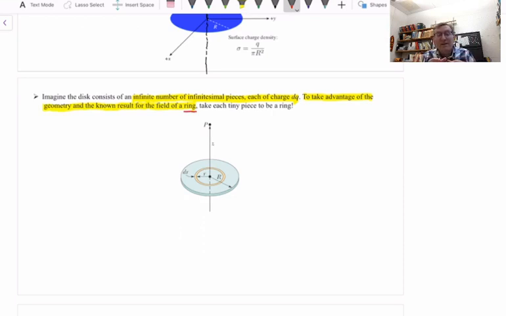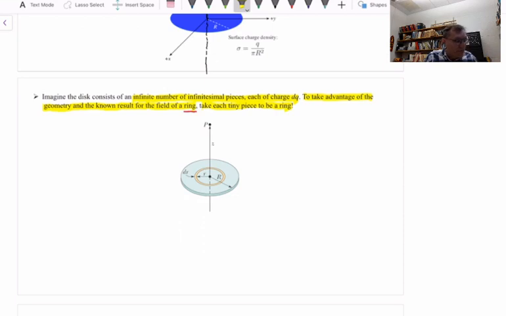Okay, a ring is like a hollow disk, right? A ring is something that you can put your finger through. A disk is not something you could put your finger through. But we know the electric field on the perpendicular axis of a ring. We already know that. We did that already. So we're going to divide up the disk into an infinite number of nested rings. This drawing shows one of them. Okay? So we're taking each tiny piece of the disk to be a ring.